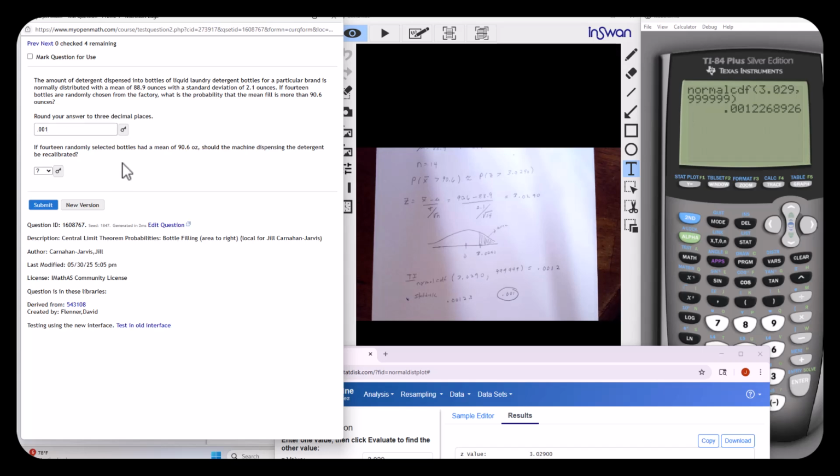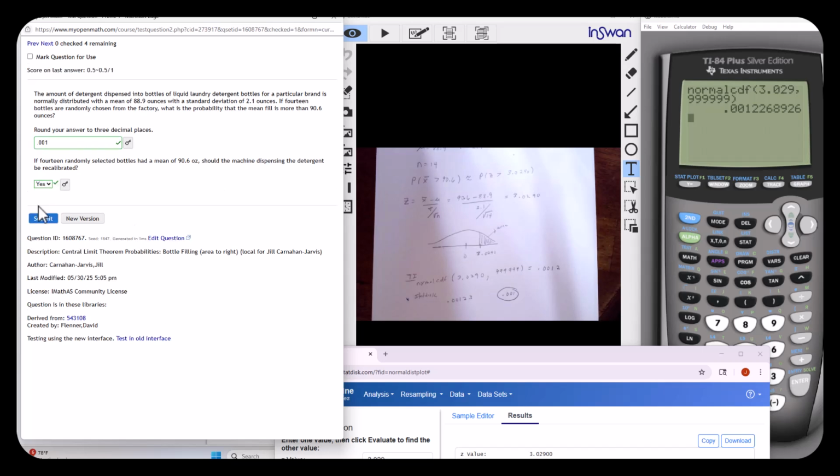If you just take 14 randomly selected bottles and found out that they had a mean of 90.6, should the machine be recalibrated? Well, yeah. If you added up the 14 and their mean was 90.6, that's not very likely to happen, and if you're getting that, then something is badly wrong. So yes, that needs to be recalibrated. Let me know if you have any questions. Thanks.